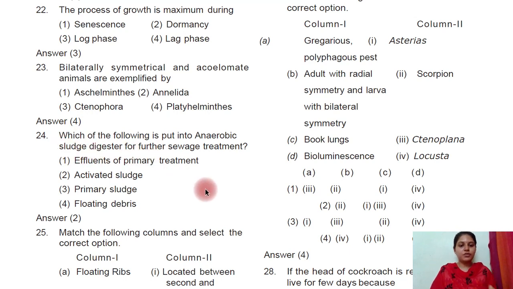Next, which of the following is put into anaerobic sludge? When you want to put a particular thing into an anaerobic digester without the presence of oxygen, first it has to be an activated sludge. Only when the activated sludge has a lot of bacteria and fungi which are able to clean it, only then you move on to the sewage treatment, right, for the anaerobic sludge digester.